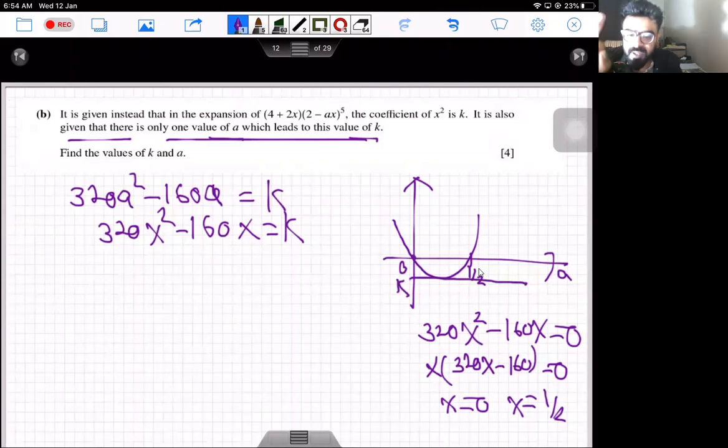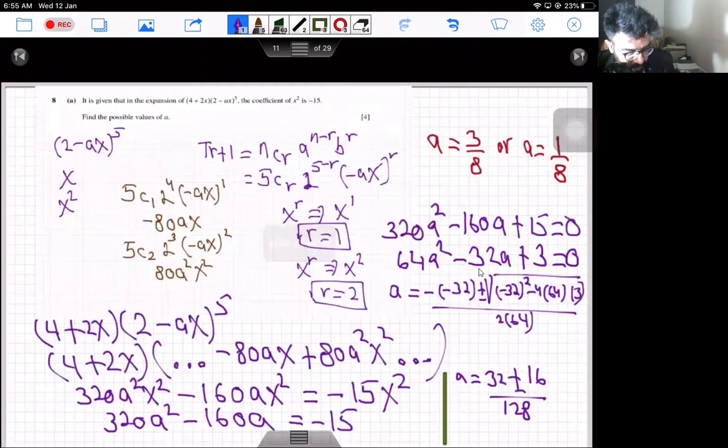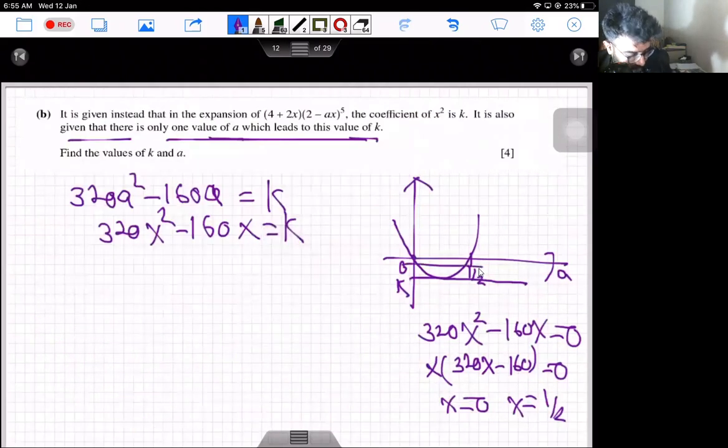And this definitely implies the fact that the value of k which we are going to find out right now will be negative. If k would have been positive, there would have been two distinct values of a. And this also implies that the value of k which we are going to find out right now is going to be less than minus 15, because when k was equals to minus 15, you had two distinct values of a. So the value of k which we are going to find right now is definitely going to be less than minus 15.